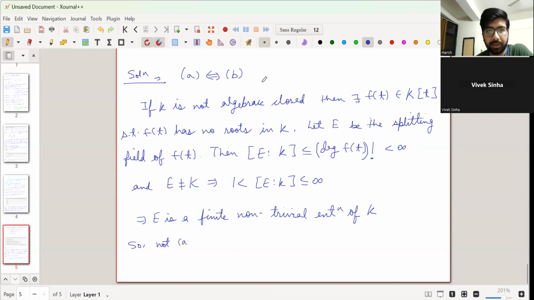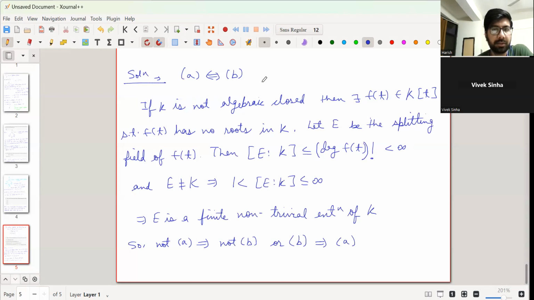So not A implies not B, or this is the same as B implies A. That you know, right? If A is not holding, then B will not hold. That is equivalent to saying that B implies A. That is just, sir, the reverse. The second line is E not equal to K. This implies that part. Can you try to clear it? So E not equal to K means this degree is greater than 1, right? Because if it is 1, then E is the same as K.